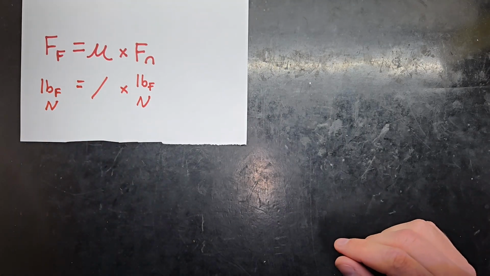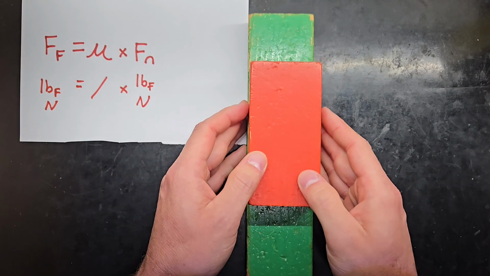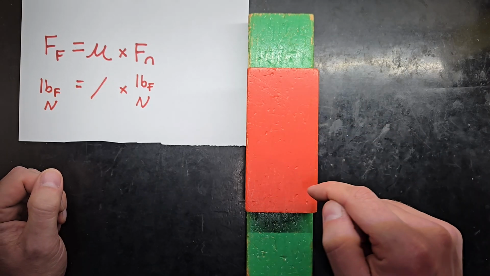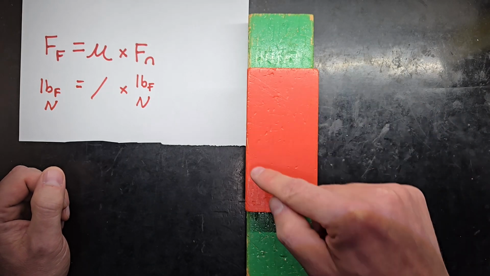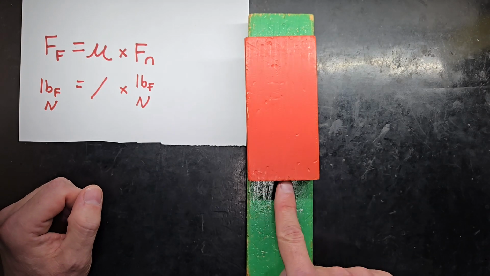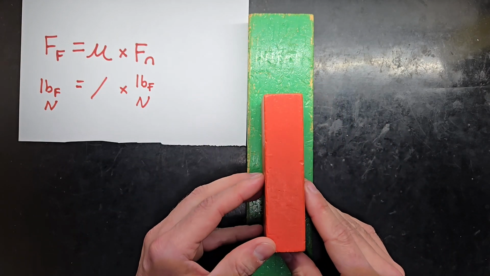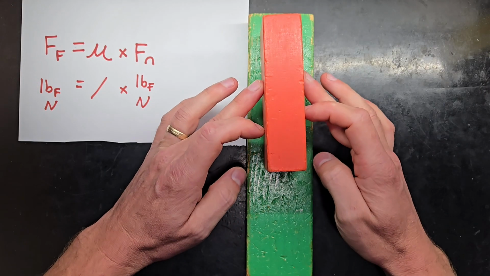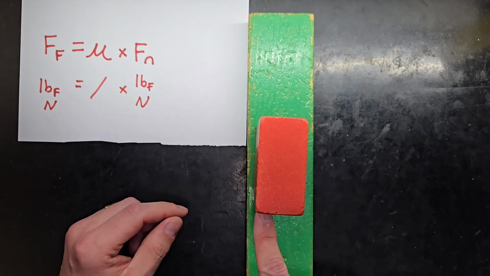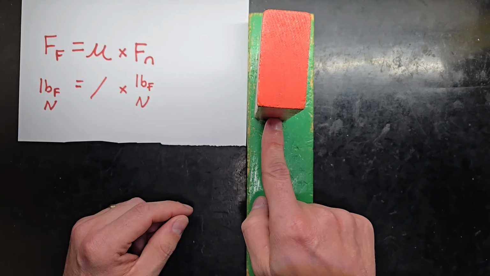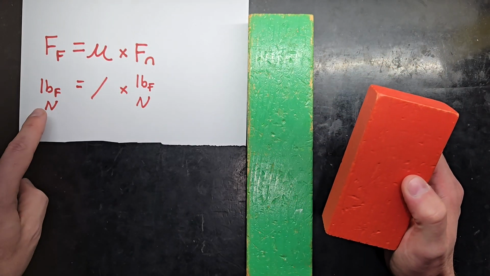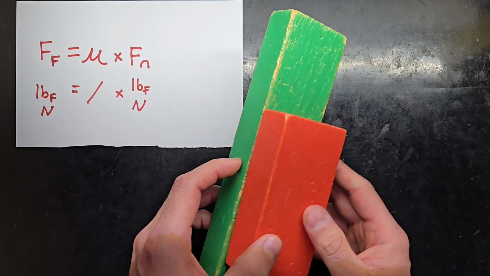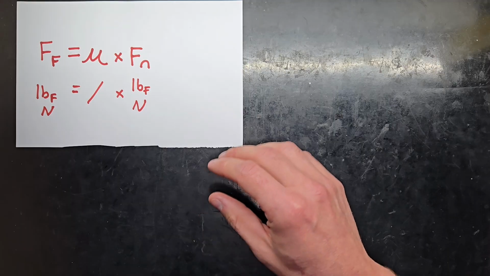Why is that important? Well, we don't have contact area in the equation. So whether I have the highest amount of contact between the two bodies, a lower area of contact between the two bodies, or the lowest area of contact between the two bodies, that force to move the object does not change. And that can be a tricky concept to grasp.